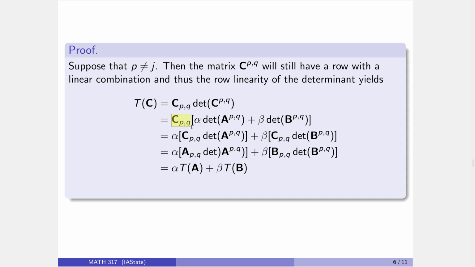The CPQ distributes. We pull out the alpha and the beta, and we note that P is not equal to J, which means that the matrix C and the matrix A are identical in that row. Likewise, the matrix C and the matrix B are identical in that row.